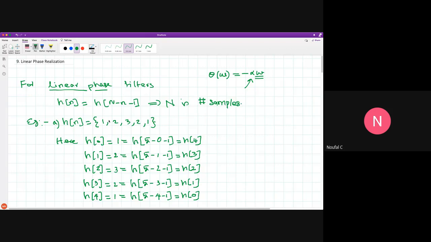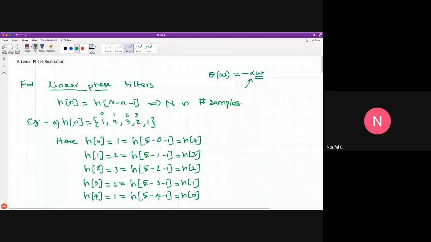Okay. So what does this equation mean? I have written an example for a linear phase filter which obeys this property. So let's look at how this property is being obeyed. I have given the impulse response of such a filter as h of n equal to 1, 2, 3, 2, 1. So if you look at this equation, I'm going to write the sample of h of 0. So these are the indices 0, 1, 2, 3, 4.